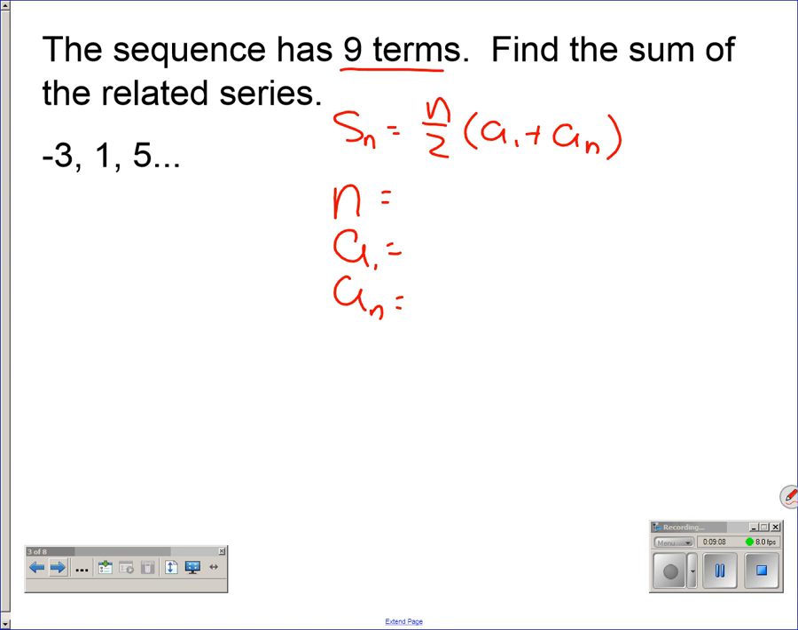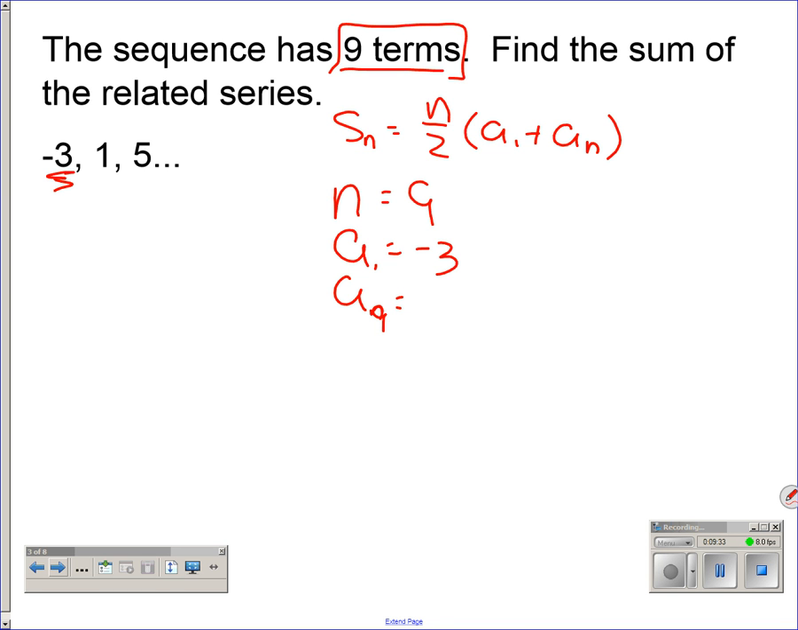All right, let's start off with, okay, what's our n value? 9. Yeah, we're finding the sum of the first 9 terms. What is our first value, a sub 1? Negative 3. All right, a sub n represents my last term. So which term am I looking for? The 9th term. I'm looking for the 9th number, a sub 9.